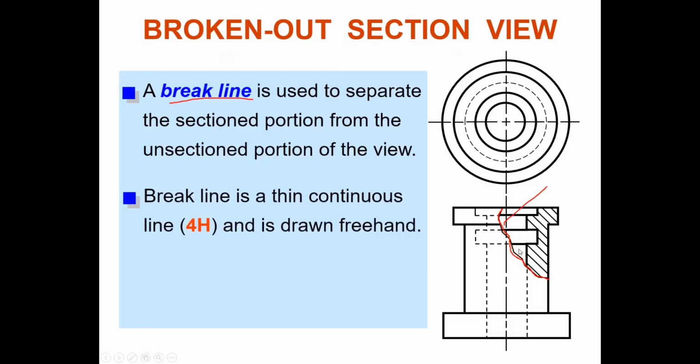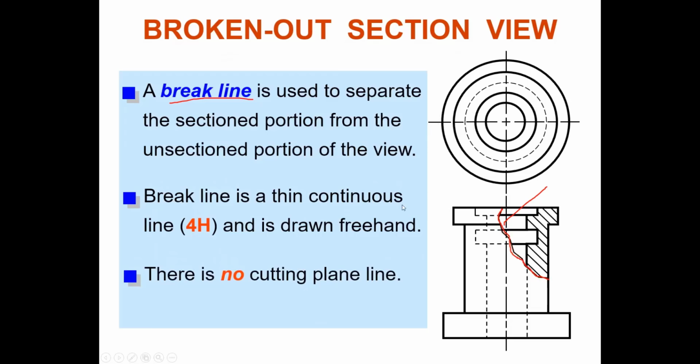This break line is also for H. There's no cutting plane line. As I mentioned, there is no cutting plane line on the top view for this broken out section. Because for half section on the top view, we have a cutting plane line; full section, half section, we have a cutting plane line; offset section on the top view, we have the zigzag cutting plane.